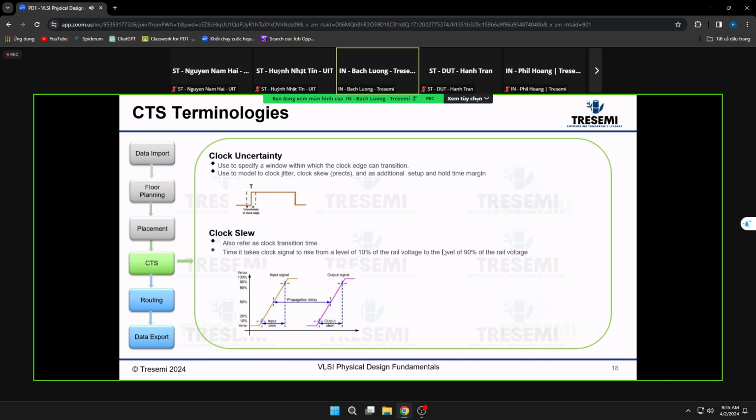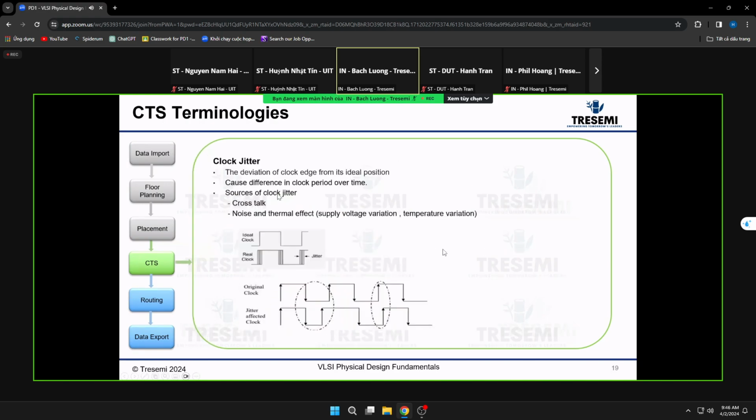Actually, let me say it is used to model clock jitter and clock skew, and we also use it as additional setup and hold margin. So let me show you what the clock jitter is first. Clock jitter is a deviation of the clock edge from its ideal source. So this is the ideal clock. The jitter can go faster or slower, right? So it's just a jitter.